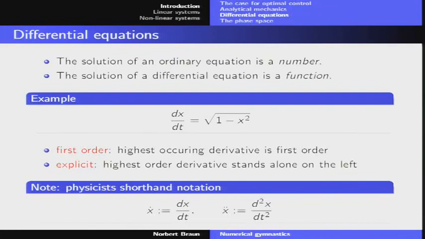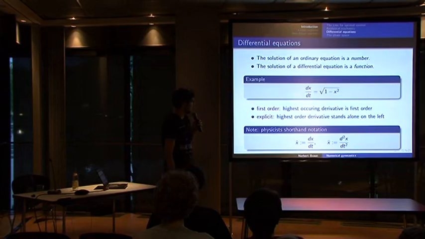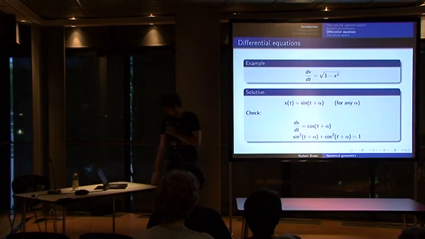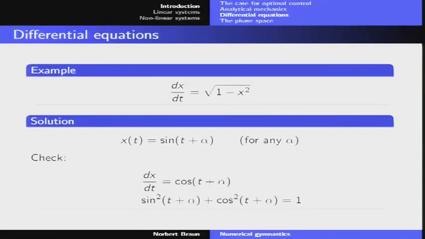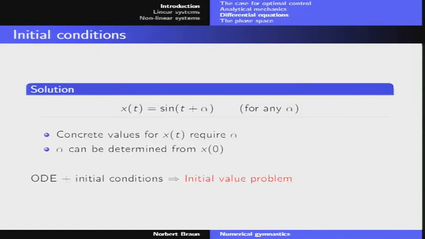And as I already said, physicists like to abbreviate the first time derivative by x dot and the second time derivative by x dot dot. So how do we solve this? Well, we could note that the derivative of sine is cosine, and by the squaring theorem, we can show that this function x of t equals sine of (t plus alpha) actually solves the differential equation. What's more important is that it does that for any value of this alpha here. That's a general feature. In general, we don't get a function as a solution, we get a family of functions.